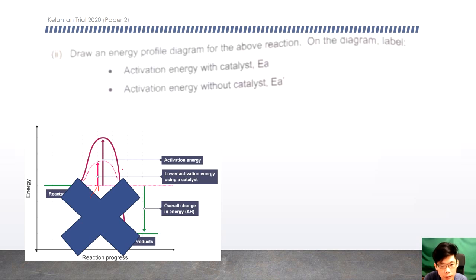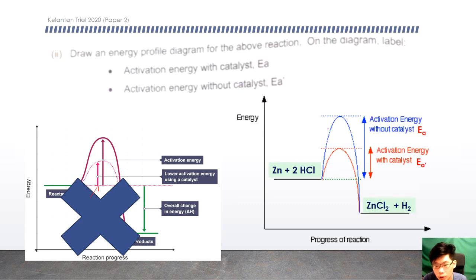The correct one should be like this. So better we draw or label it like this. With catalyst, but here it is mentioned as EA. Normally with catalyst, we would use EA prime, right? But we just follow the question. So with catalyst we have to use EA, not EA prime, and without catalyst will be EA prime. So we follow the question.